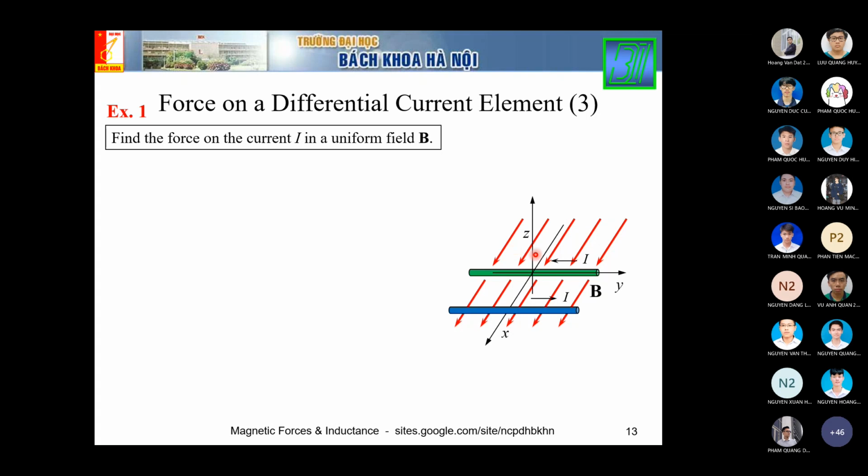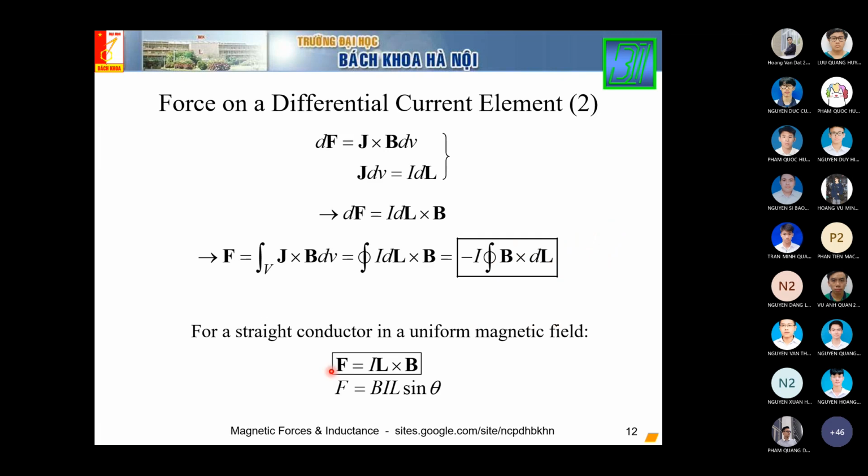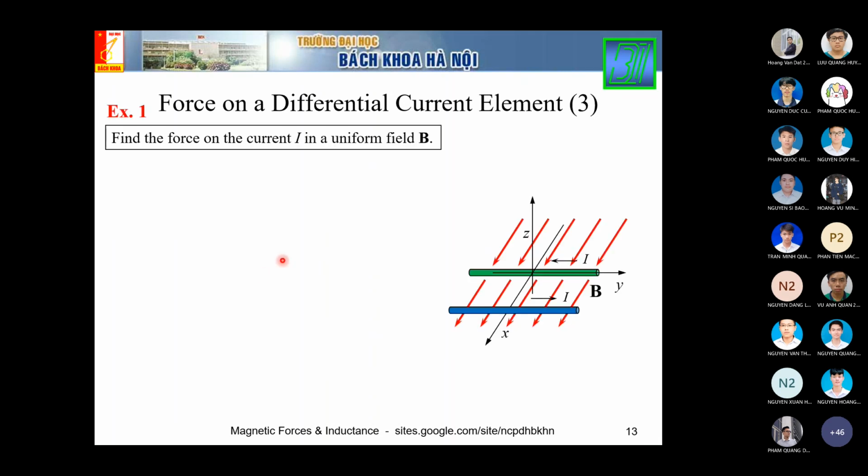Now, because the field here is uniform, according to the previous page, when the conductor is straight and in a uniform field, we can apply this formula, I L cross B. So this is the formula of the force acting on the green current. I is I, and B here is B a_x because B is parallel to the x-axis. But the new thing I want to show you is the expression of L.